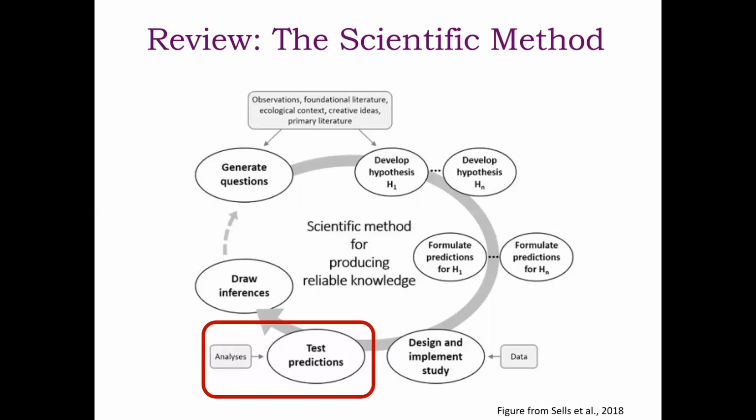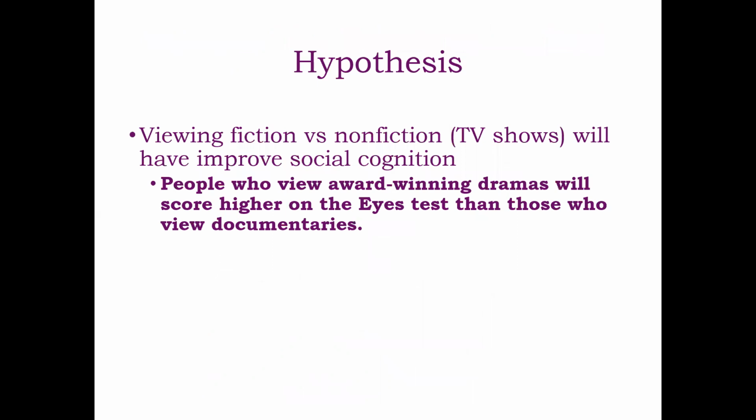Right. So we had participants come into the lab, watch television, and then take the eyes test. Then we had the data, we cleaned the data, and we could use it to test our predictions. Remember, the hypothesis was that viewing fiction versus nonfiction TV shows would improve social cognition. In other words, people who view award-winning dramas will score higher on the eyes test than those who view documentaries.